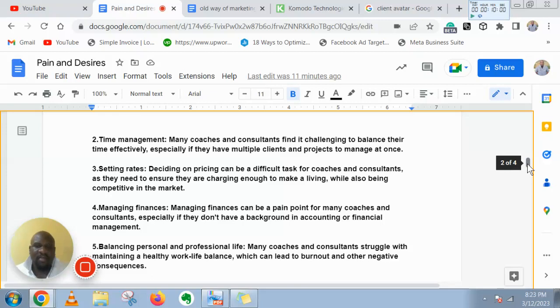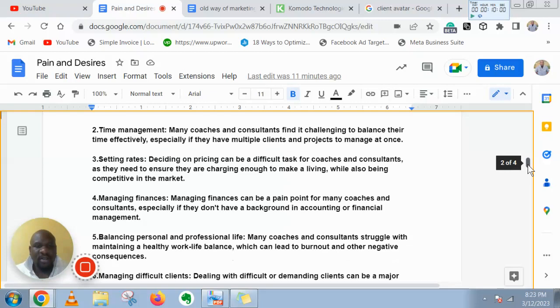Setting rates, deciding on pricing can be a difficult task for coaches and consultants, as you need to ensure you're charging enough to make a living while also being competitive in the marketplace. Okay, so this is a back end personal structure for coaches and consultants. And the different coaches and consultants is like a broad niche within itself. Really, you can sub down different types of coaches and consultants.